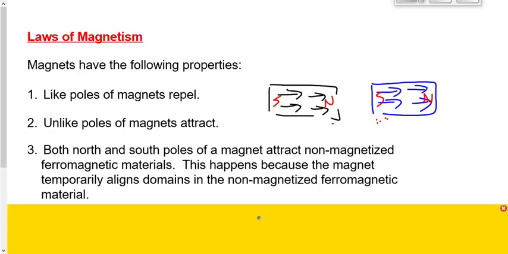Just like we induce that temporary separation of charge, and the side closest becomes oppositely charged, well, we induce a temporary alignment of domains, and the side that's closest becomes the opposite pole, which means they're going to attract each other. You take away the one doing the magnetizing, what do you think is going to happen to these domains? They're going to more or less go back to random, and it might not happen instantly. You might maintain some magnetic effect in this thing that was non-magnetized, but it's not going to be for that long.